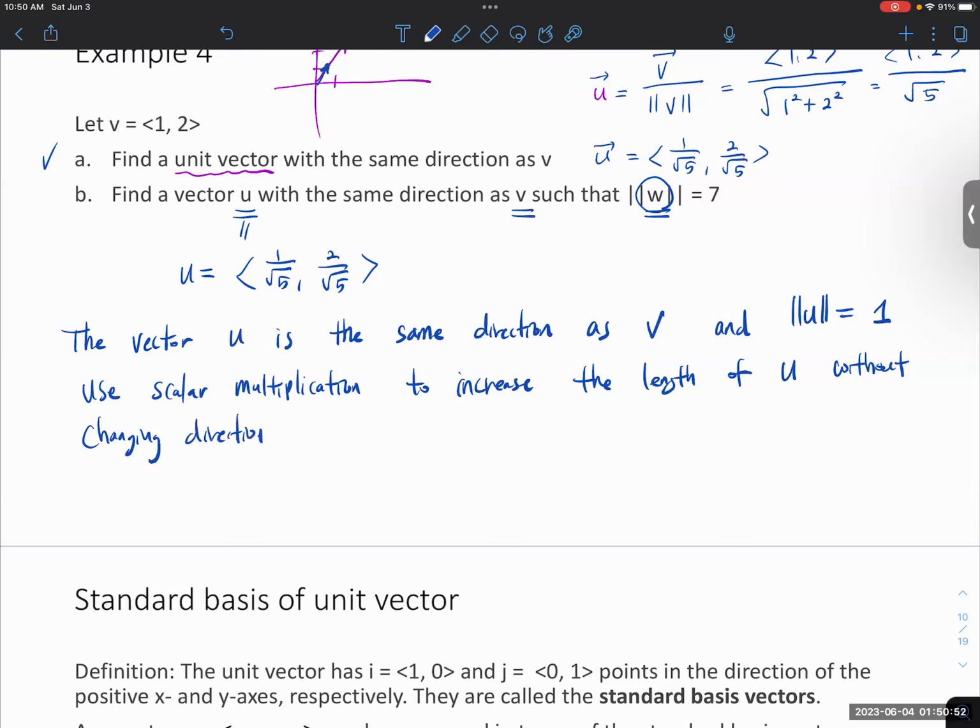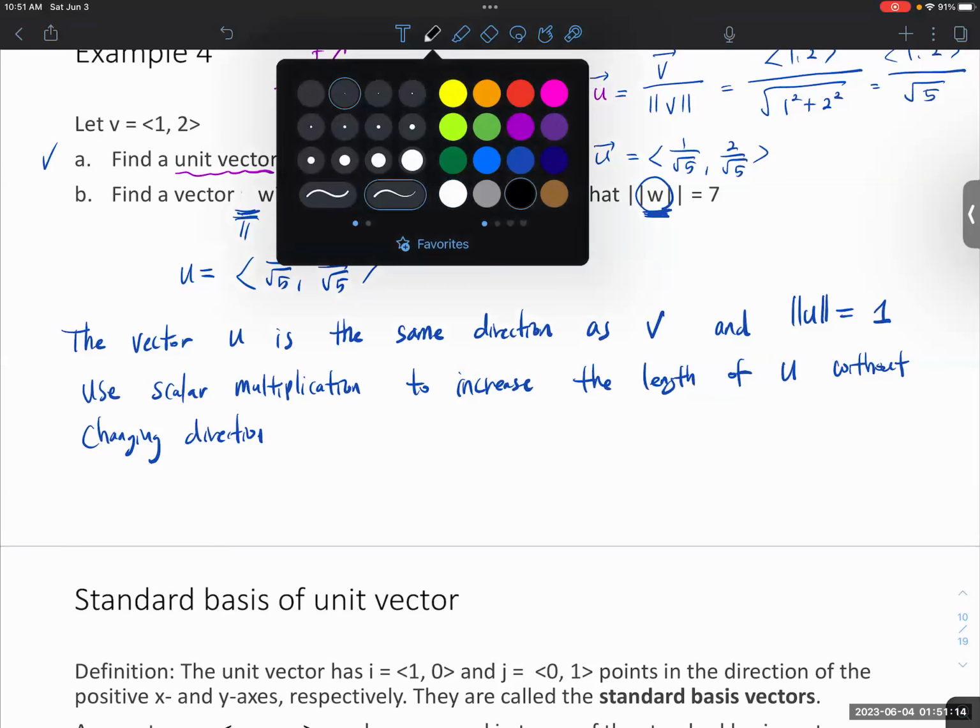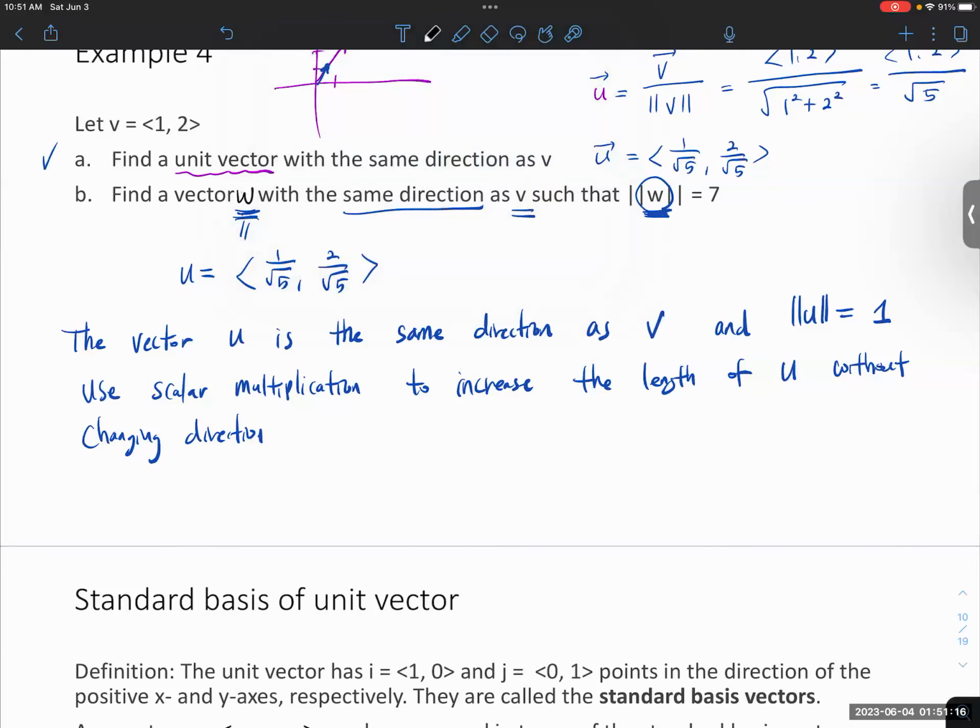Think about it. There's another vector W, but it also has the same direction as U, right? That's a very complicated sentence, but the meaning is you have to find the vector W. Actually, I have a little bit of a typo, so let me change this question a little bit, sorry. Let's find the vector W, okay? So this is much clearer.